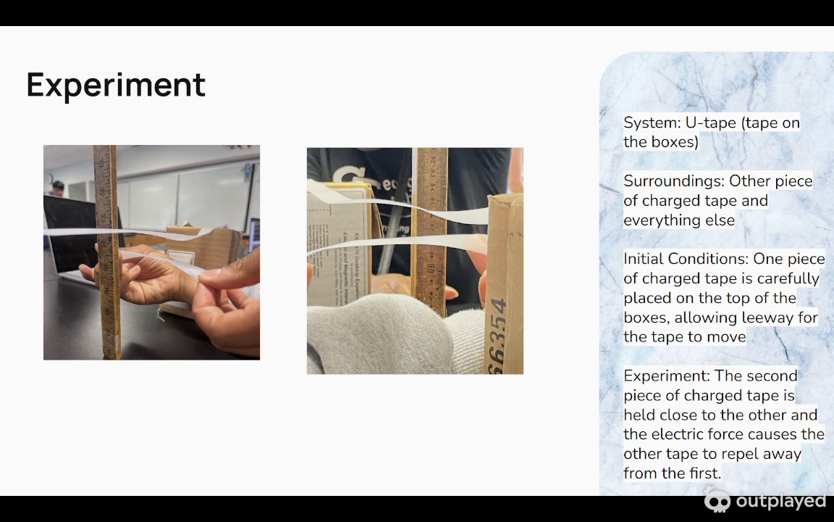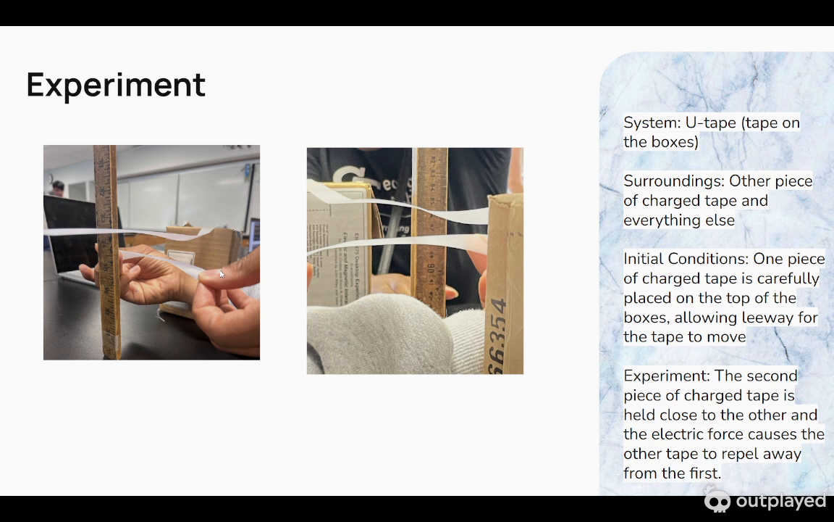Here are just some pictures of our experiment. Right here, we are measuring the floating distance, and then right here, you can see that there is a sort of repulsive force. So our system is going to be that U tape, which is the tape on the box. The surroundings is going to be this other piece of tape along with everything else.